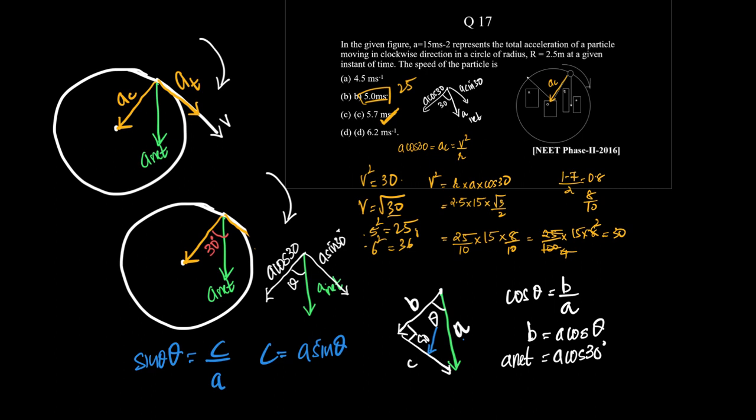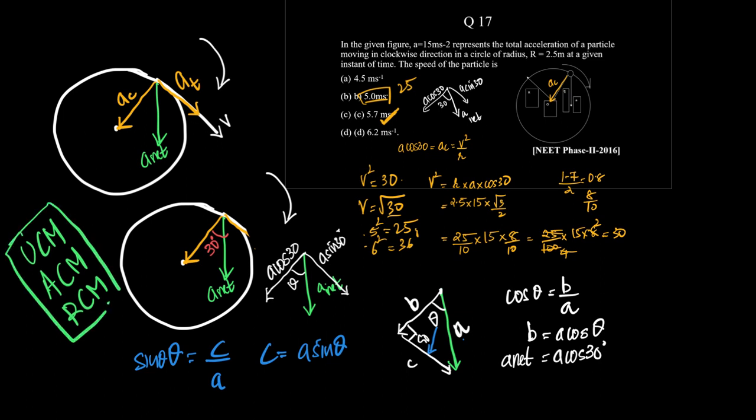Now in the same series, we have discussed uniform circular motion, accelerated circular motion, and retarded circular motion. Those who are here for the first time, please make sure you go to these videos and analyze the relationship between velocity, the angle between velocity and A net. That's really important to understand. Okay, having said so, moving on to the next question.